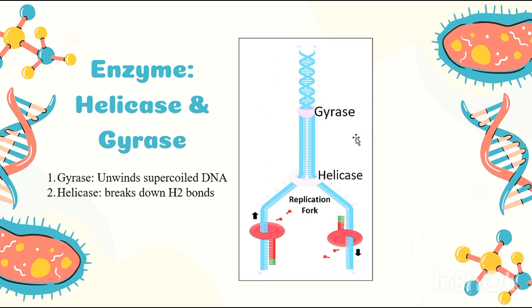First comes the Gyrase enzyme, which mainly unwinds the supercoiled structure of DNA. When it unwinds the structure, then comes the Helicase enzyme, and the main function of Helicase is to break down the hydrogen bond between the alternate nitrogen bases. After the breakdown it looks like a fork, which is termed the replication fork.